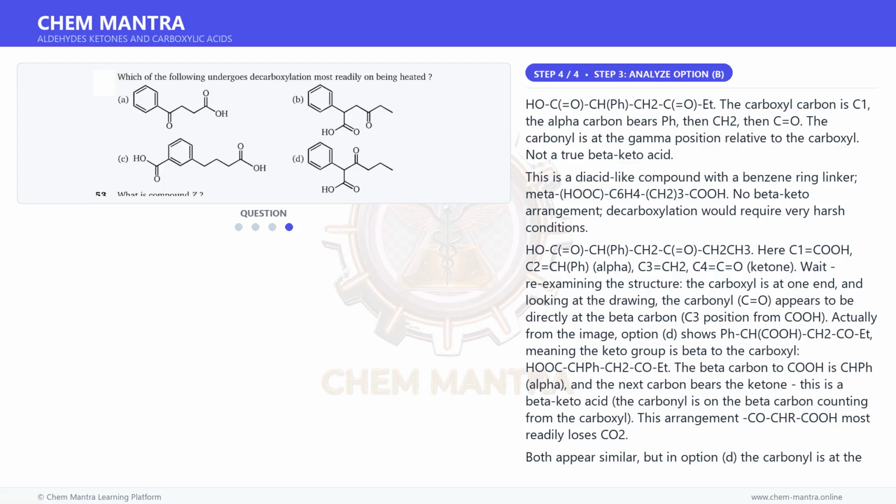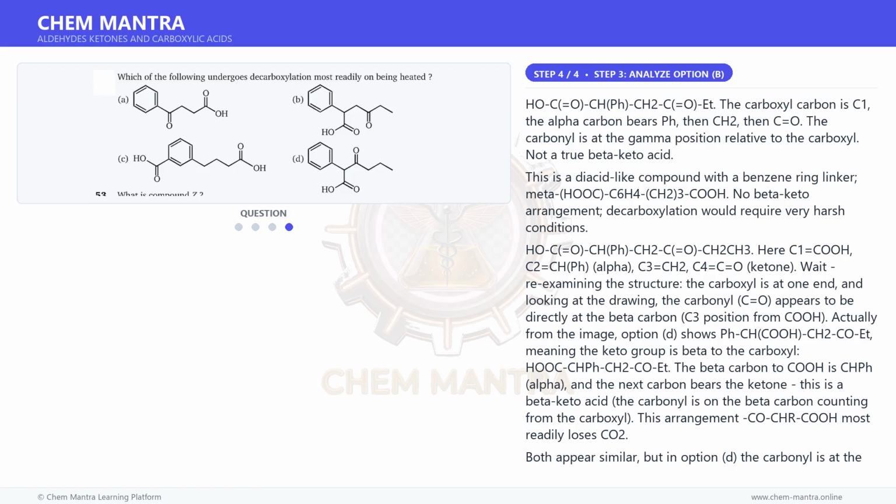And for the final step, the carboxyl carbon is C1. The alpha carbon bears Ph, then CH2, then C=O. The carbonyl is at the gamma position relative to the carboxyl. Not a true beta-keto acid. This is a diacid-like compound with a benzene ring linker, meta C6H4CH2. No beta-keto arrangement, decarboxylation would require very harsh conditions.